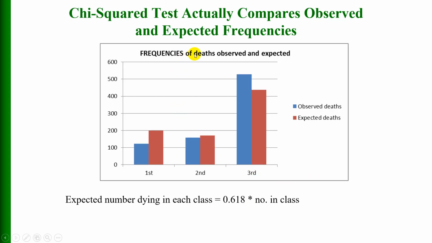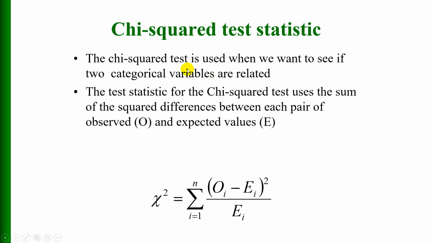Here are the frequencies of deaths observed and expected. Again, the observed deaths here are much lower. Observed deaths here are greater than class 2, class 1 is the first class, and the expected deaths are less as compared to this. And here also the observed deaths are much more in third class, and the expected deaths are also greater than these 2 classes. So the expected number of dying in each class is 0.618 times the number in the class.